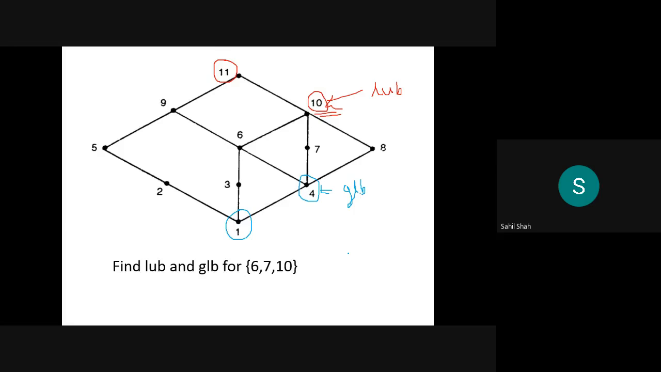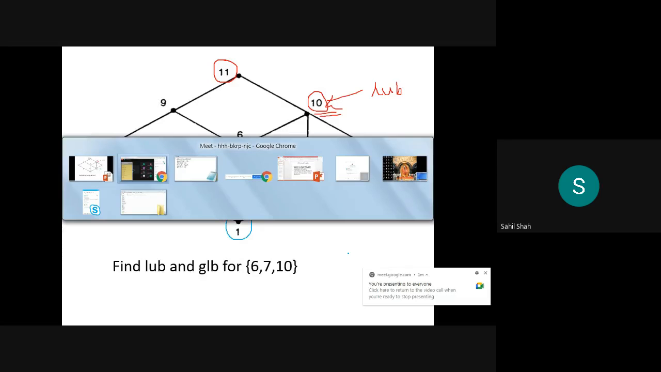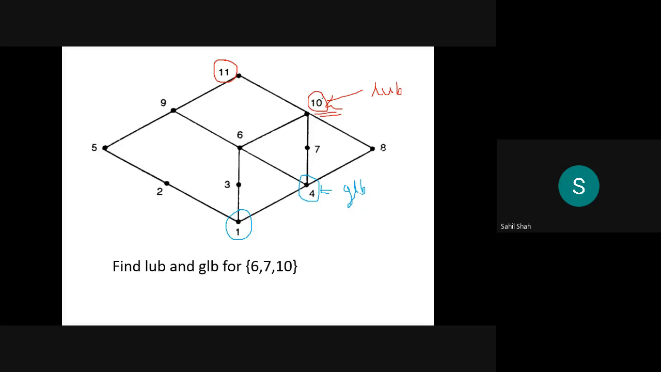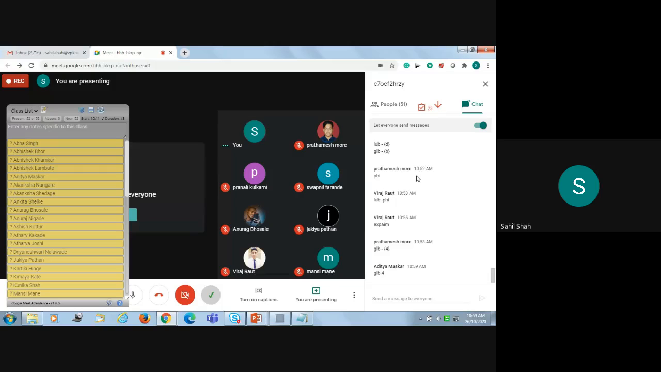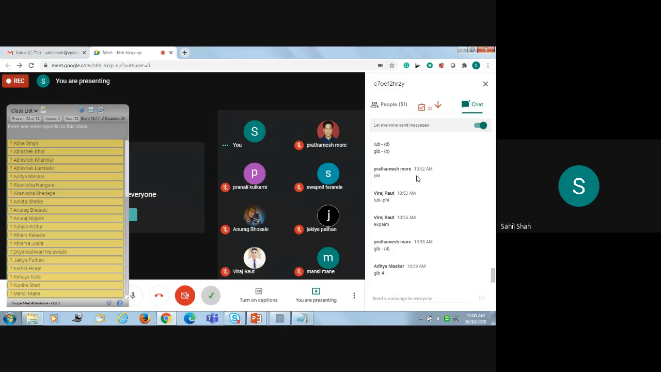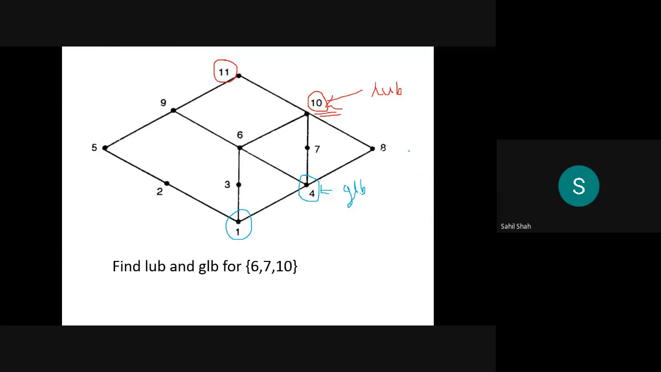Am I clear? In case of a problem, turn on your mic and tell me. You can discuss freely. GLB is 4, yes. And how about LUB? I have shown you 10. It will not be 11. GLB is clear, then why is this upper bound not clear? Clear. Fine.